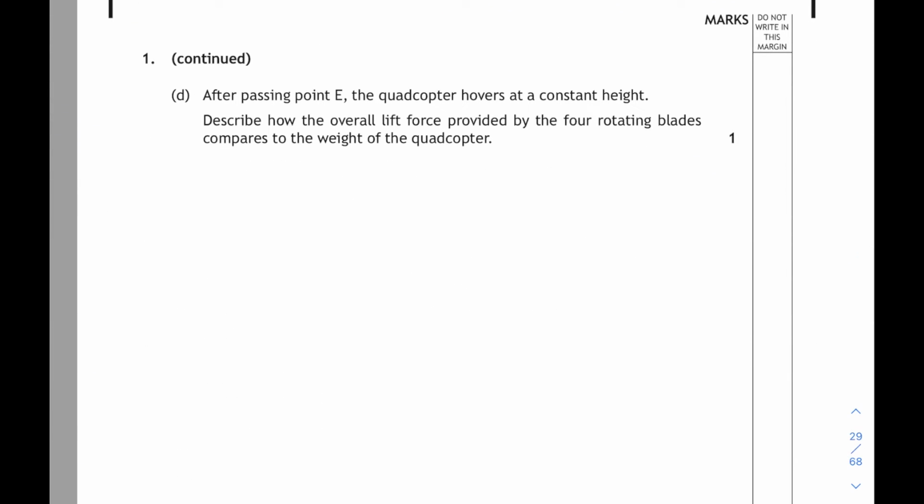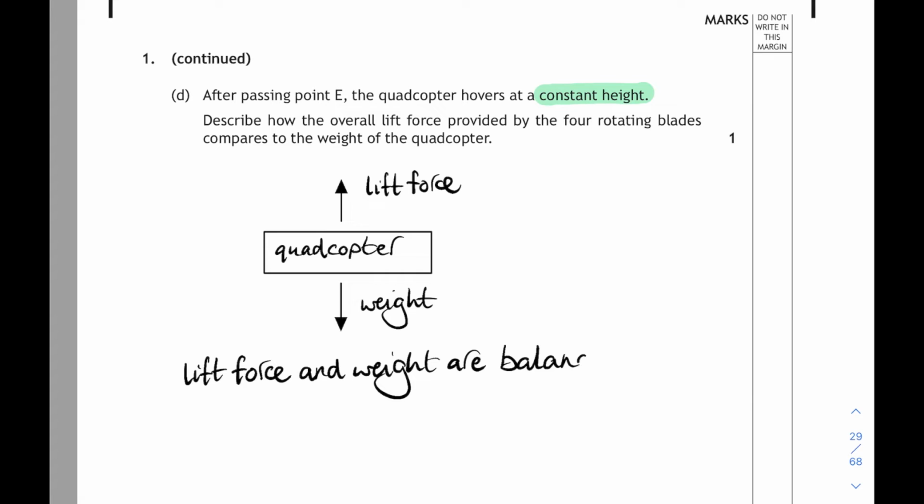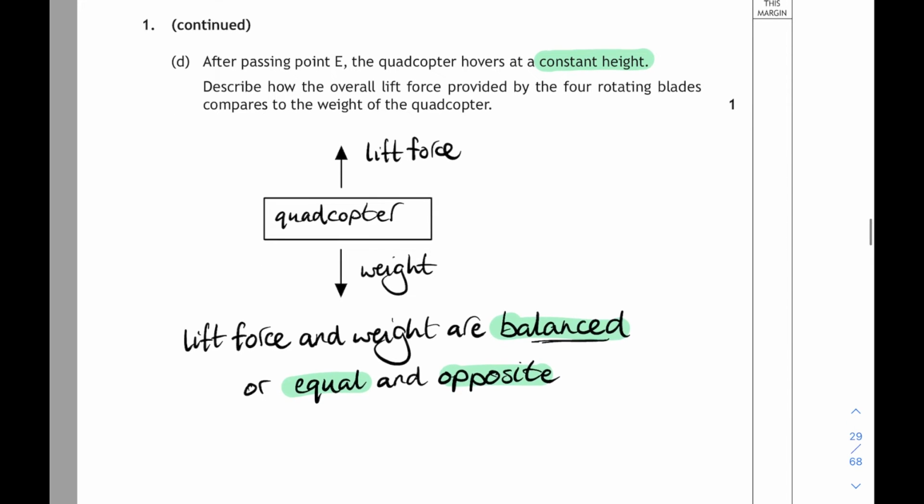1 part D. After passing point E, the quadcopter hovers at a constant height. I'm going to sketch one here showing the forces on it. So there will be a lift force on it, and there's the weight of the quadcopter acting downwards. And if it's at a constant height, the lift force and the weight are balanced. Or you could say that they are equal and opposite. That's a 1 mark question. Make sure if you want to say the forces are equal, you say equal and opposite.